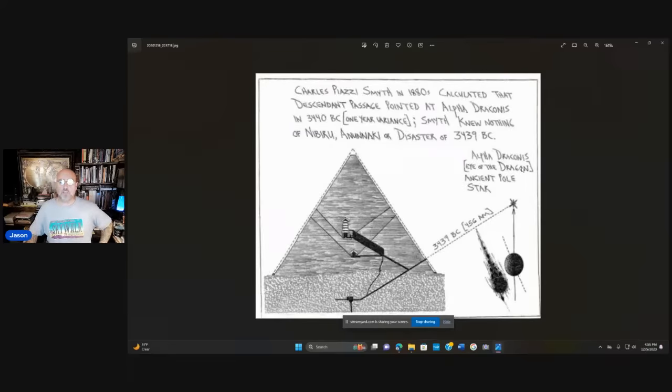Here's Alpha Draconis, the Eye of the Dragon, the ancient pole star when the pyramid was built. Here it is right here. This is during the pre-flood world. Now, 3439 BC is really interesting because if memory serves me correct, let me see something real quick.